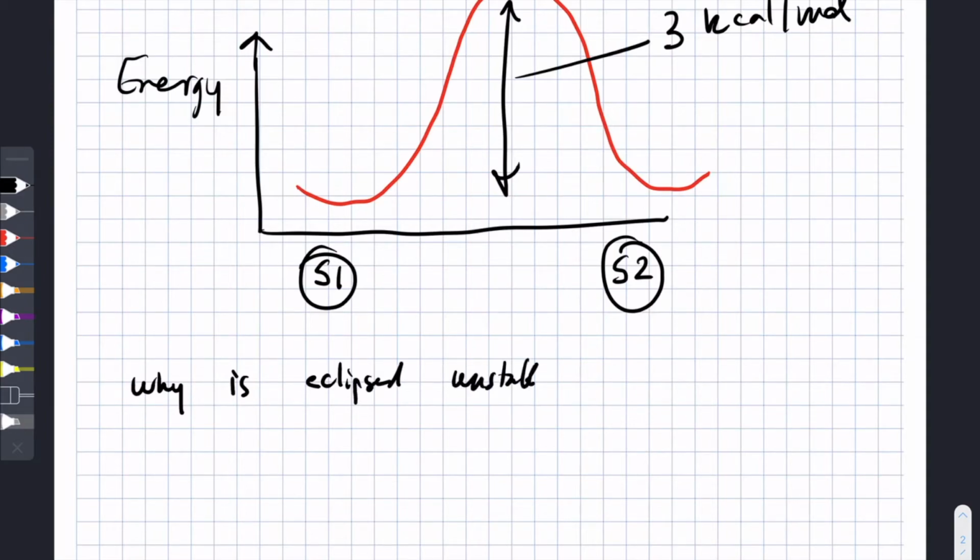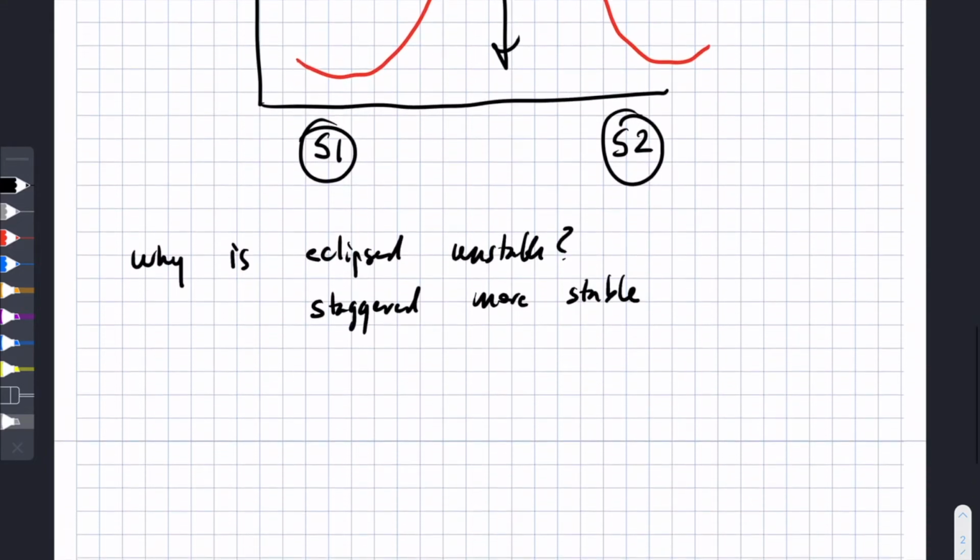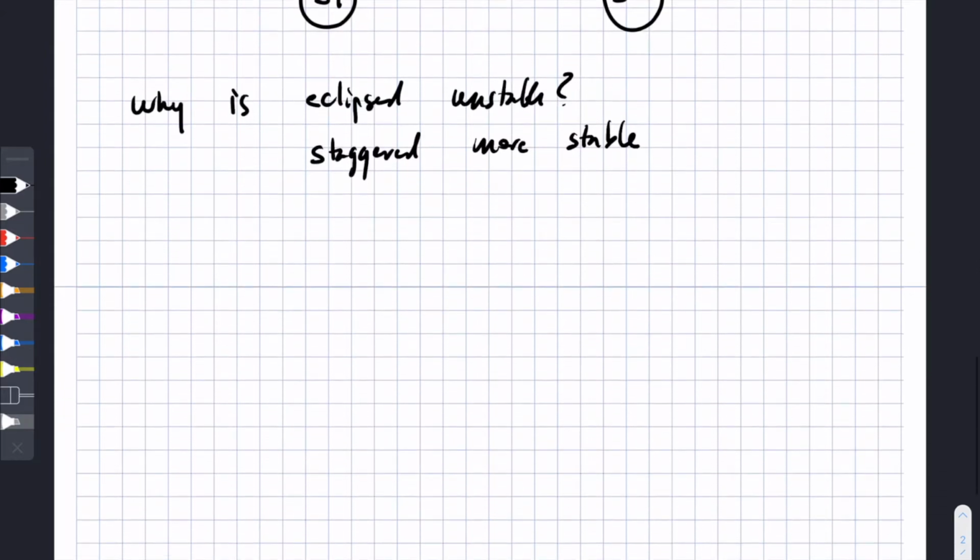And why is staggered more stable? There's a couple of ways of thinking about this, and either of them are okay, but they give us a chance to think about a new kind of interaction between orbitals in organic molecules that's not so important here, but will become very important later on as we try to explain why organic chemistry happens, why organic reactions happen.